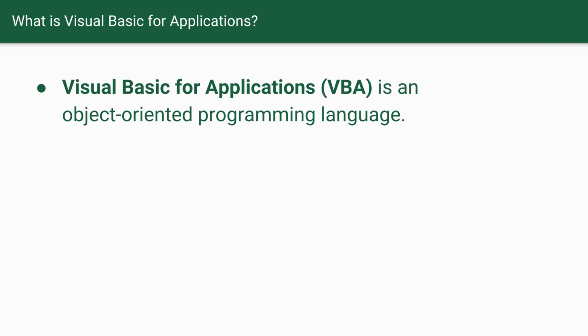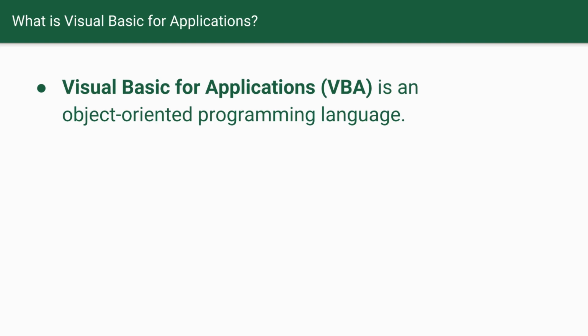So what is Visual Basic for Applications? Visual Basic for Applications, also known by the popular acronym VBA, is an object-oriented programming language. Now, if you're unfamiliar with programming, if you've never written a line of code before, if the term object-oriented is unfamiliar to you, that's totally fine. This course is designed for complete beginners. All you need is a little bit of basic Excel knowledge.